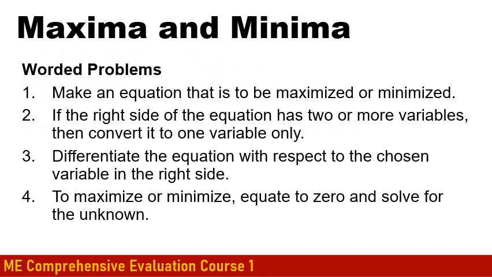We also have applications of maxima and minima in worded problems. In solving maxima and minima worded problems, these are the recommended steps. First, we make an equation that is to be maximized or minimized. Second, if the right side of the equation has two or more variables, then we have to convert it to one variable only. Then we differentiate the equation with respect to the chosen variable in the right side. And to maximize or minimize, we know that we have to equate it to 0 and solve for the unknown.